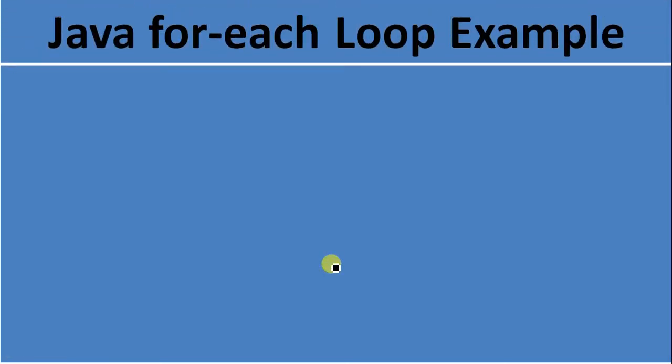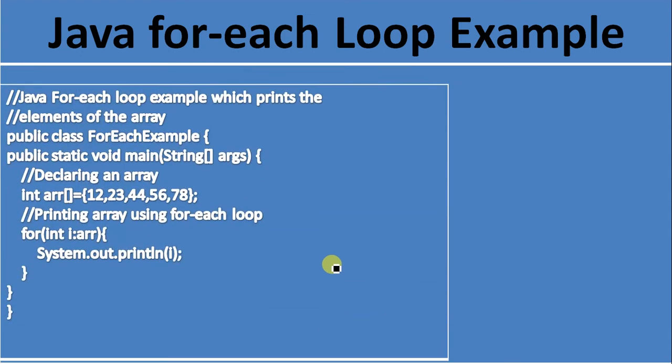Let's see an example of the for each loop. Here we create an array, an int array. We are defining some numbers in this array and we want to print or iterate this array using the for each loop. Using a simple for loop we can also iterate the array, but for that we have to initialize the for loop, get the length of the array, then increment or decrement. But in the for each loop you directly define the int i.